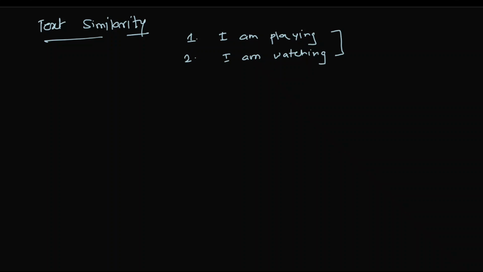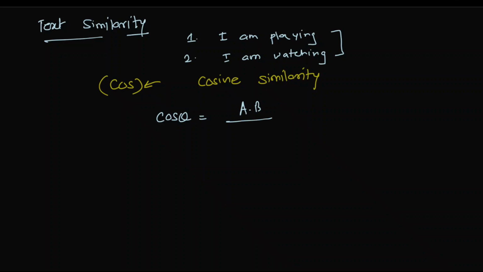Now, to check whether these sentences are similar, there is one trigonometric function that we are going to use called cos. And as we are using this trigonometric function to check the similarity, it is called cosine similarity. Now there is a formula to check the cosine similarity. The formula is this: cos theta is equal to the product of two vectors. This is called, by the way, the dot product. Divided by the norm of two vectors.